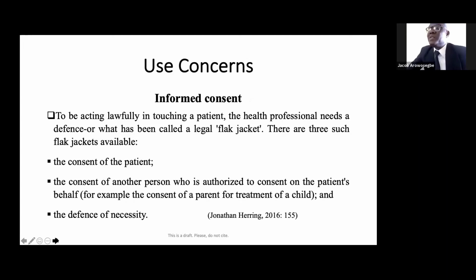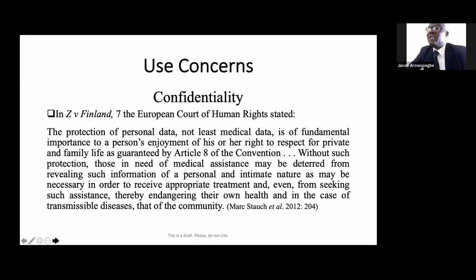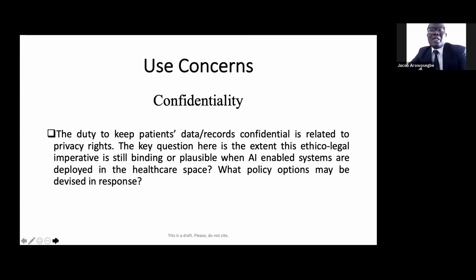Then the issue of confidentiality. In Z versus Finland, it was said by the European Court of Human Rights that the protection of personal data, not least medical data, is of fundamental importance to a person's enjoyment of his or her right to respect for private and family life as guaranteed by the Convention. Without such protection, those in need of medical assistance may be deterred from revealing such information, and this will eventually endanger the society if care is not taken. So confidentiality is key and is an ethical obligation of healthcare personnel.